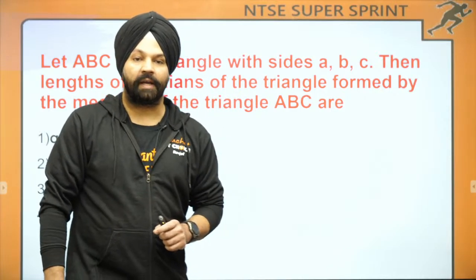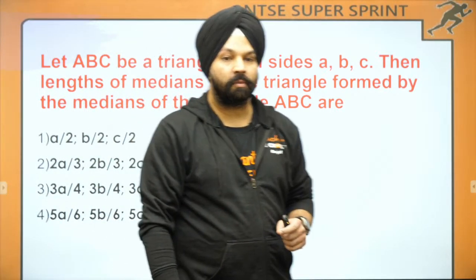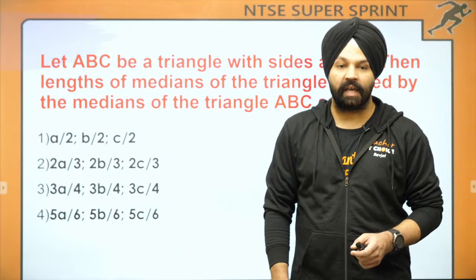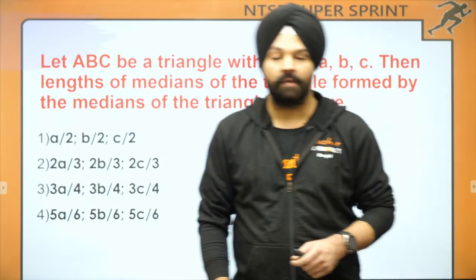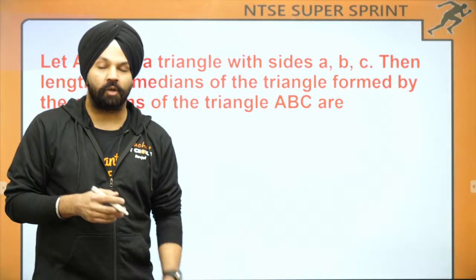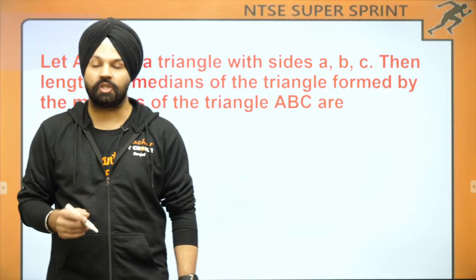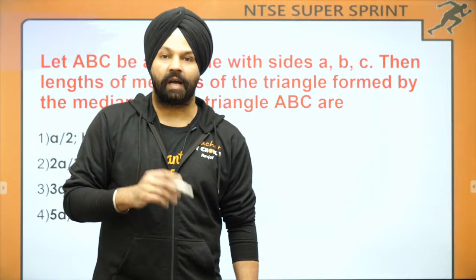let ABC be the triangle with sides a, b, c, and then the lengths of the medians of the triangle formed by the medians of the triangle ABC are dash. Okay, so question आपको explain कर देता हूँ. NTSE stage 2 का question है ये, and what I can recall is maybe 2016 या 19 का paper का है. This is pure NTSE question and the options were same when they were asked in NTSE.